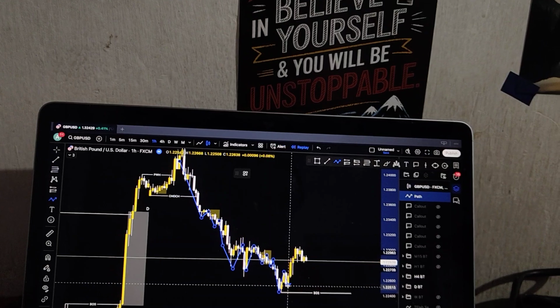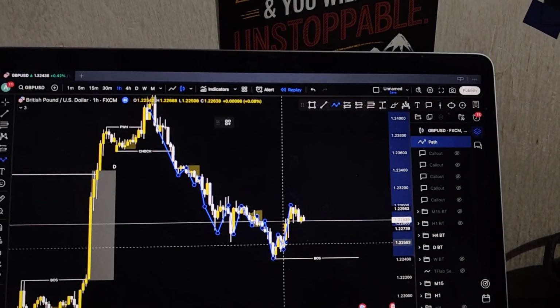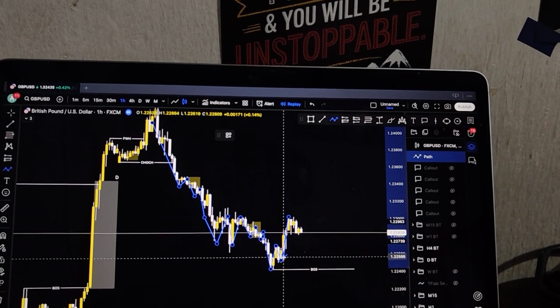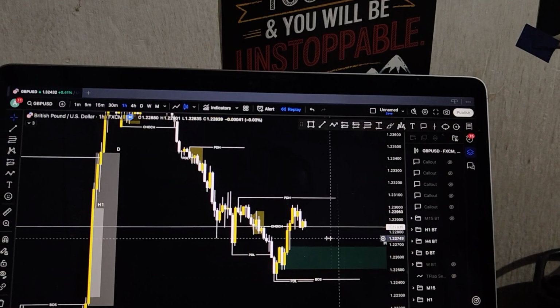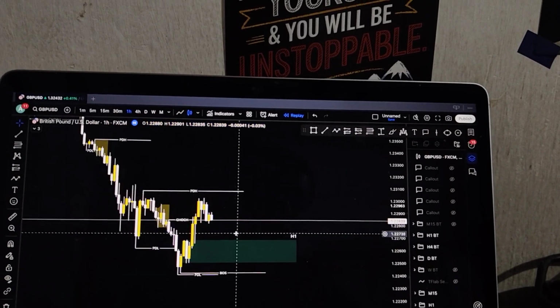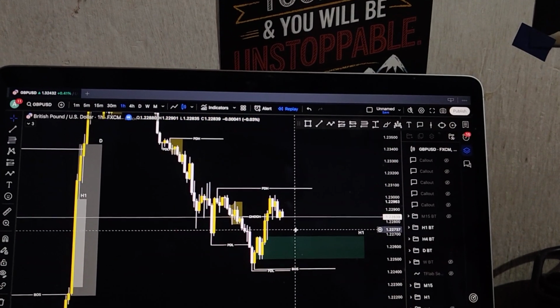This was the last low that caused this high. So now this is the higher high, which was caused by this higher low right here, and this was the change of character. This was the demand zone, H1 demand zone change of character. This was the order block that I was looking to trade.